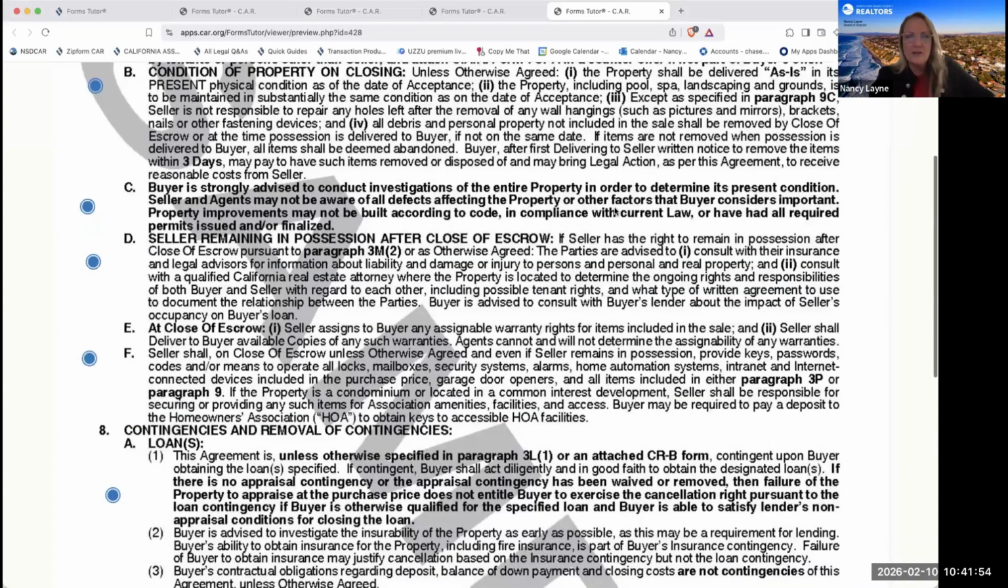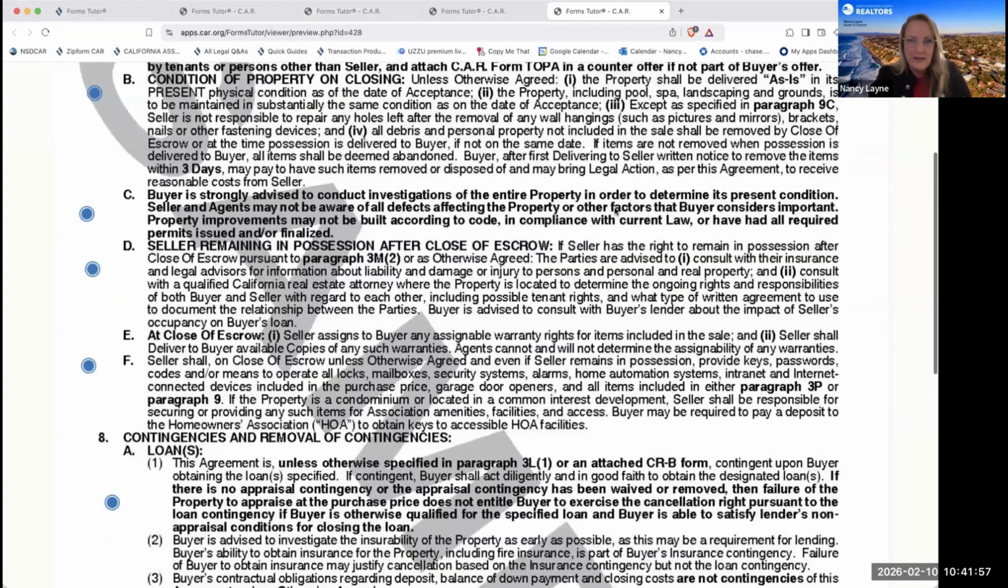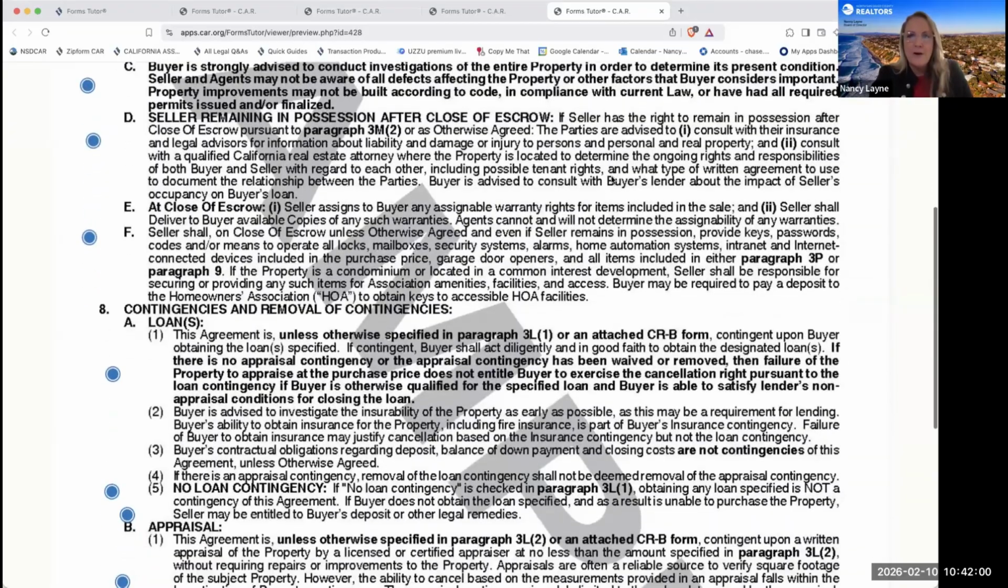The seller remaining in possession after close of escrow. So this is what we're talking about, actually, which is the RLAS. The parties are advised to consult with their insurance and legal advisors for information about liability and damage. And I very strongly recommend that you request that the sellers, if they remain in the property, have a rental insurance agreement so that the contents of their house and or the property are covered under that. We've actually had a situation where a seller remained in possession and then the house burned down. So they didn't own it, but all their stuff was in it. And now it's all gone. So there's just things that can happen that you don't even think about that could cause problems.